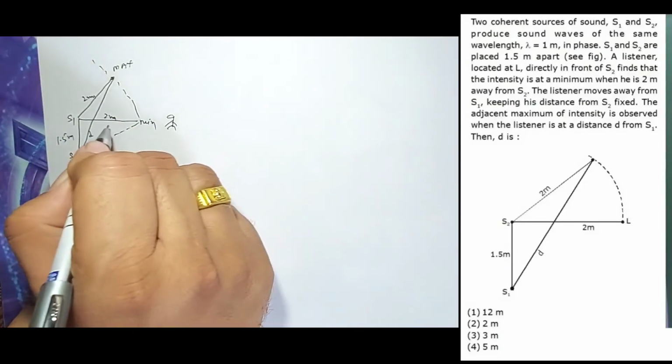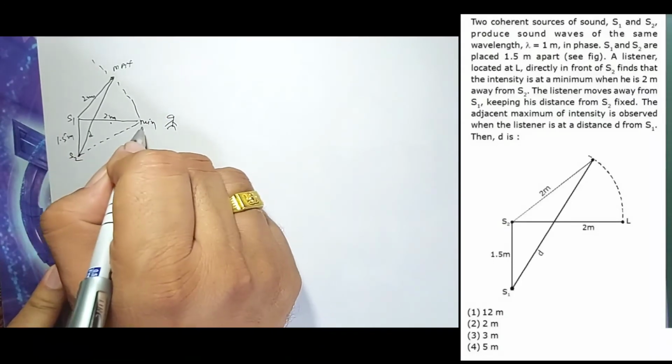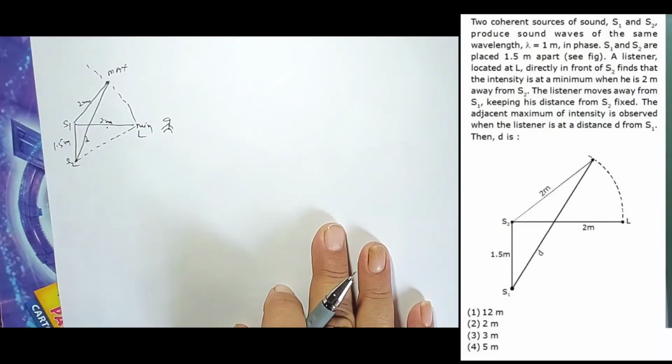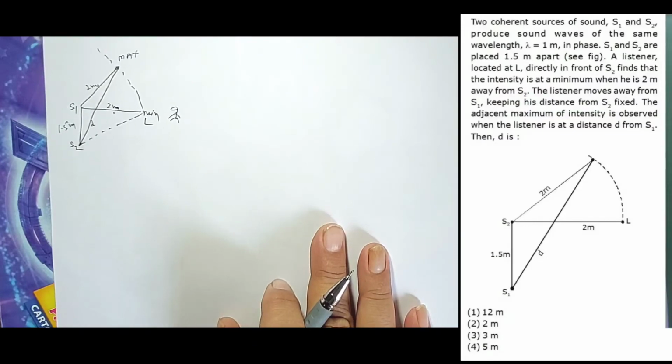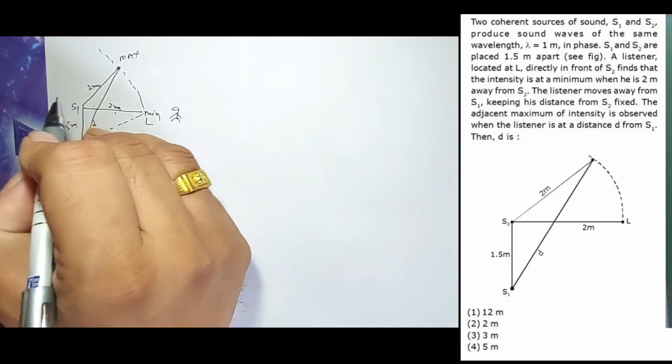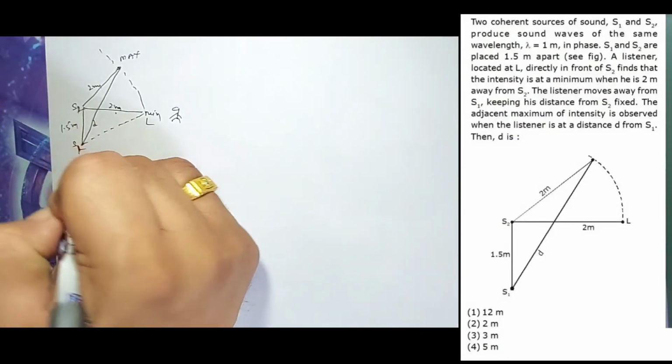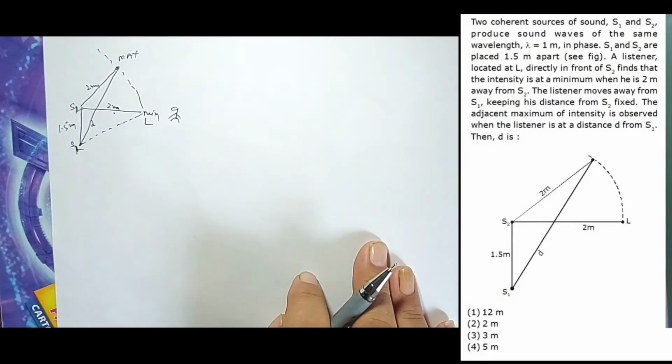Here he is a listener, this is a point L. In front of S2, he finds that intensity is at minimum when he is 2 meters away from S2. So, this is S2 and this is S1. The listener moves away from S1, keeping his distance from S2 fixed.